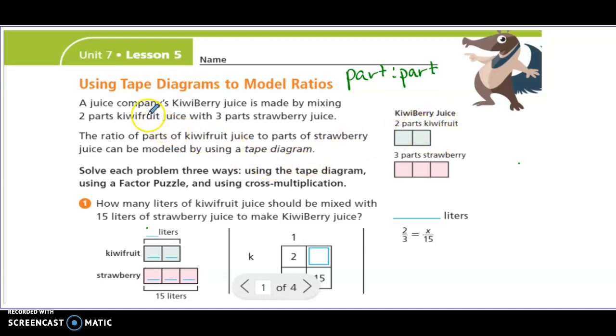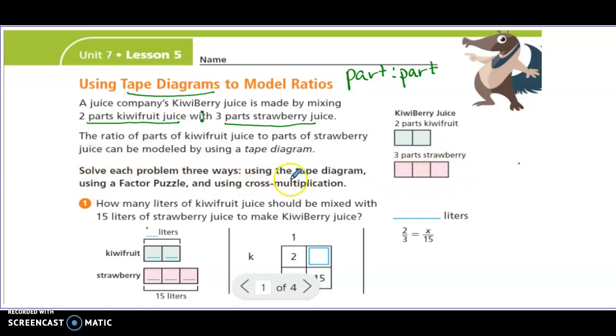So in this example, introducing the idea of a tape diagram is kiwi berry juice. Kiwi berry juice is made up of 2 parts kiwi fruit and 3 parts strawberry juice. That's the given rate that they've given us. And the ratio of parts kiwi fruit to parts strawberry juice can be modeled using a tape diagram. So from the original rate that is given to us, you draw a square for each part, like a piece of tape. I don't know the history behind naming it a tape diagram. And then you have the 3 parts strawberry modeled here in this tape.